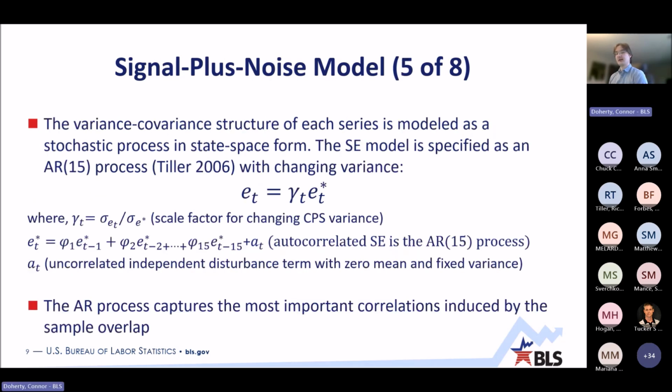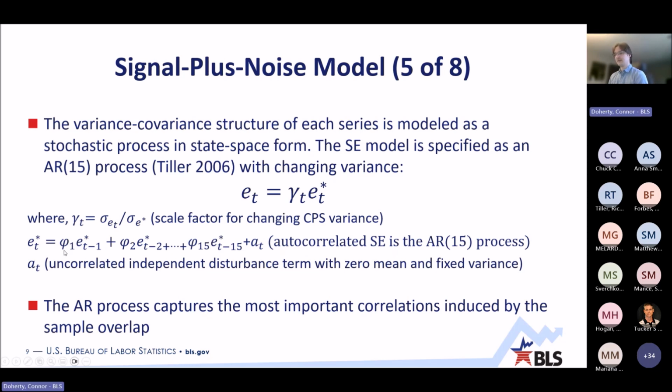And this is how we end up modeling the sampling error. So we model it as a stochastic process in state space form. And we have two components here. We have gamma t and E star t. So gamma t is a scale factor, which accounts for the changing CPS variance. And then E star t is an AR(15) process, which models the autocorrelated sampling error.